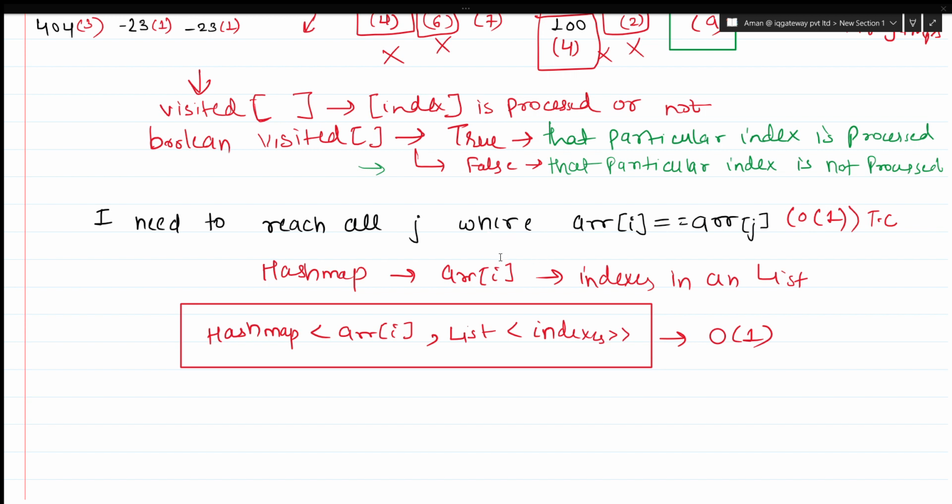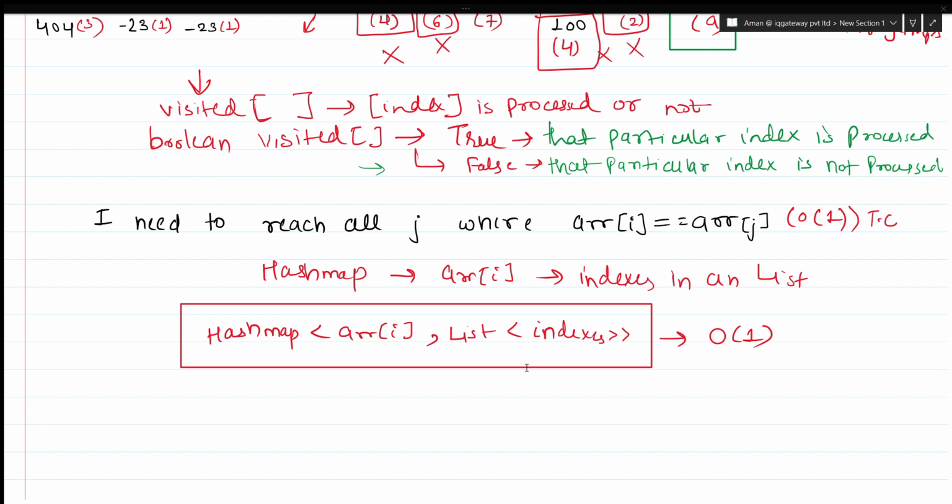And I started level order traversal for all the levels. I incremented my jump and I get all the indexes from my map. So indexes is just a list which I get from map.get ARR of front. Front is the first element of my queue. In the first level, it will be the 0th index, so ARR of 0 will be 100. So I will get map.get 100, all the indexes of 100 I need.